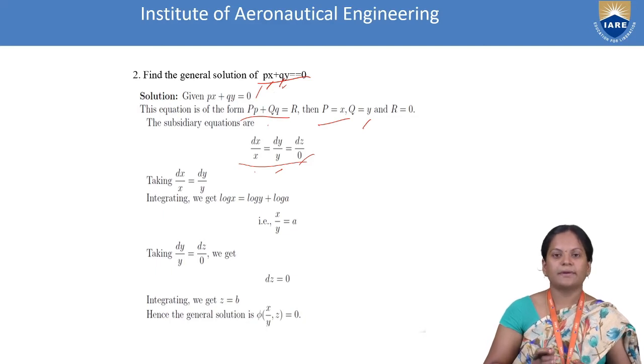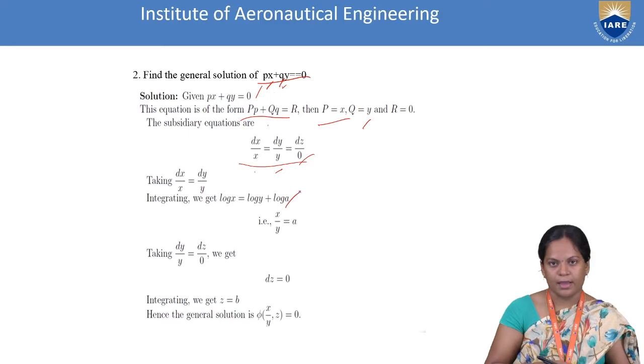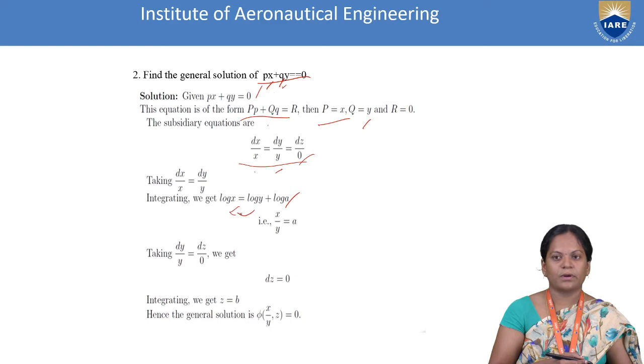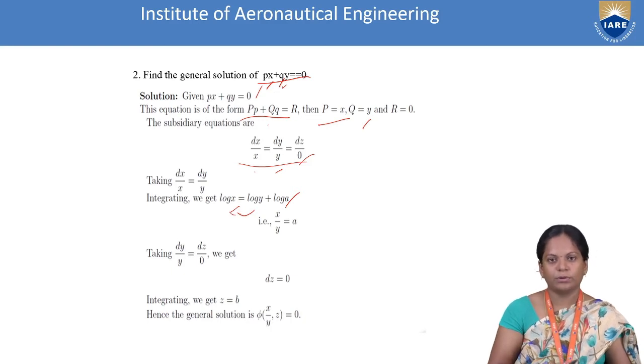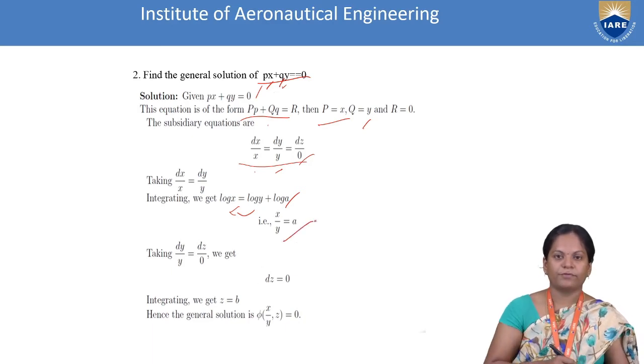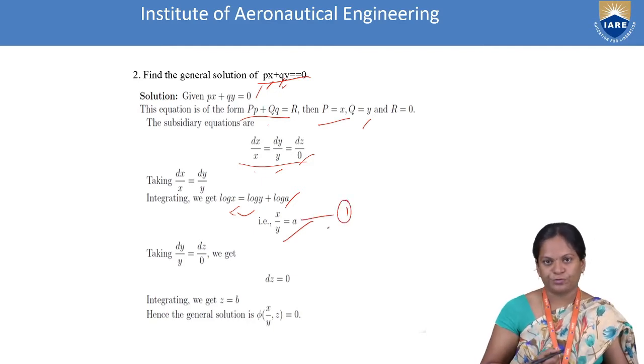So dx by x equal to dy by y. Now take integration both sides. Integration of 1 by x is log x. Integration of 1 by y is log y. Plus some arbitrary constant we have to take after integration. That one I am taking log a. Similarly, take log y to this side. Log x minus log y is log of x by y, which is equal to log a. So again, log a minus log b is log of a by b. Both sides log cancel. We'll get x by y equal to a. This is the first solution of the given partial differential equation.